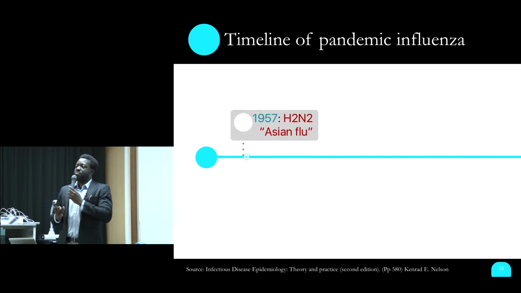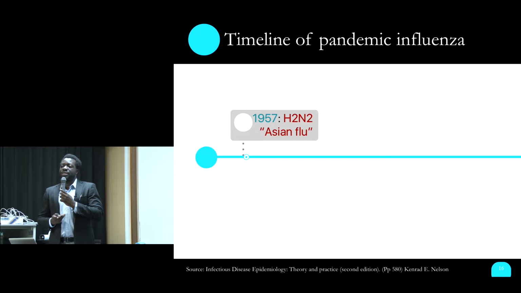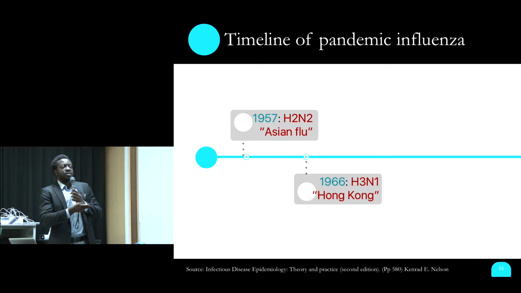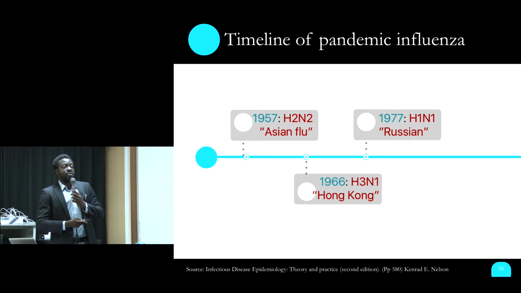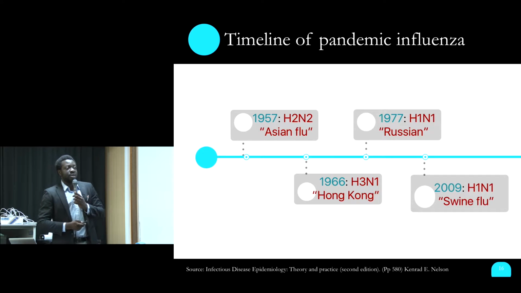But after the Spanish flu in 1918, there have been a lot of other pandemic influenzas. We had the 1957 H2N2, the Asian flu, the Hong Kong flu in 1966, and we had the Russian flu in 1977. And the most recent one was in 2009, I'm sure everybody remembers here, the 2009 swine flu.